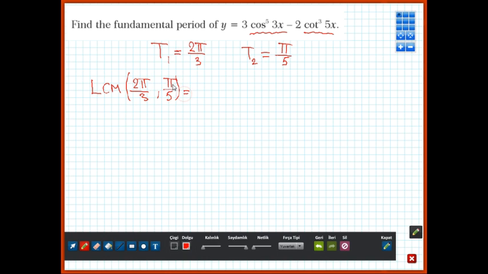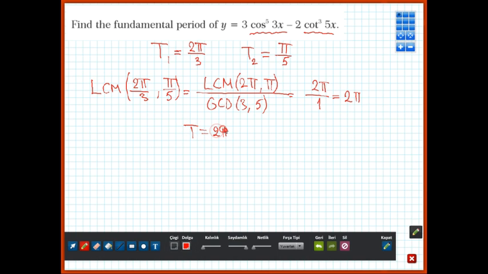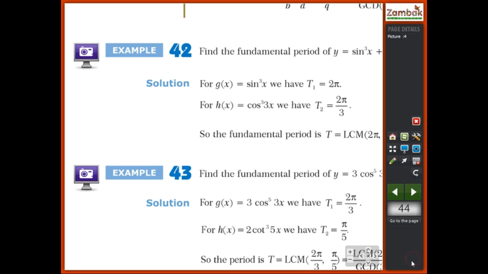To find this one, we have to find the least common multiple of 2 pi and pi, and the greatest common divisor of 3 and 5. The least common multiple of 2 pi and pi, the smallest number that can be divided by 2 pi and pi, is 2 pi, and the greatest common divisor of 3 and 5 is 1. Then it's 2 pi. The period of our function is 2 pi. Okay, let's show another example.